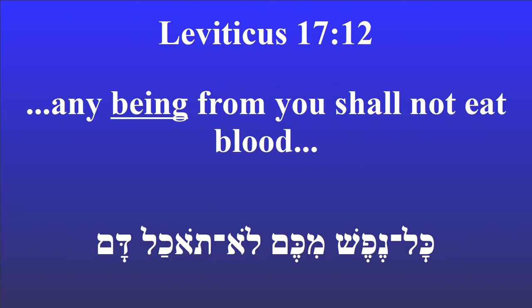And even going outside of phrases which are similar to that in the Torah, we have examples like Leviticus 17:12, "Any being from you shall not eat blood," with being, once again, being nephesh. So there are a lot of examples that just appear to mean a human, at least as far as how it is being used. And to be clear, whenever I'm using the word being here, I don't mean it in the English sense of a thing that is.